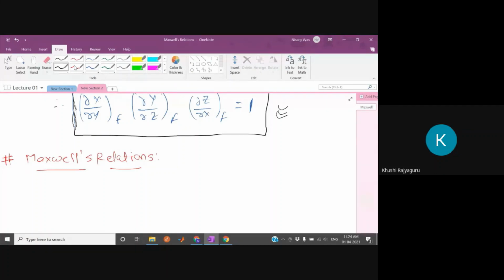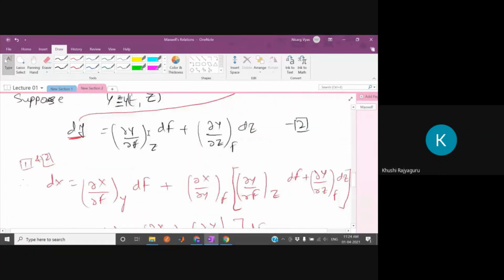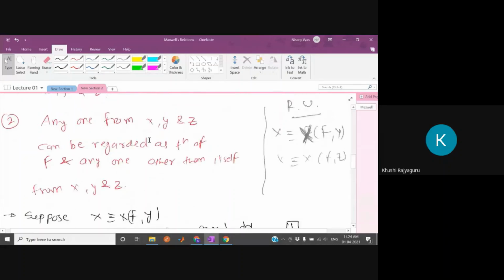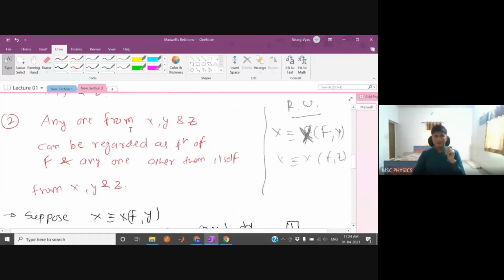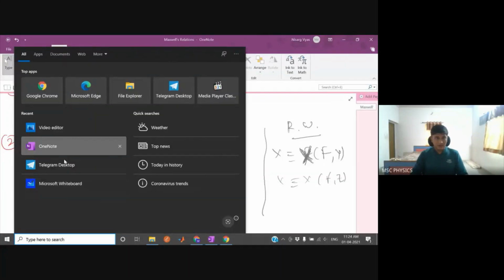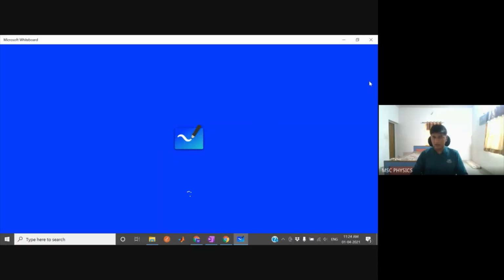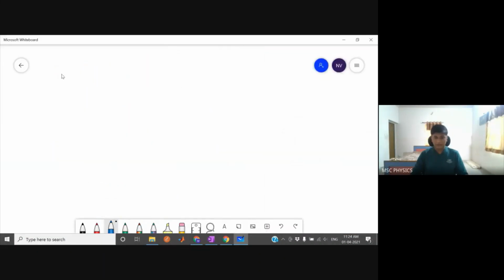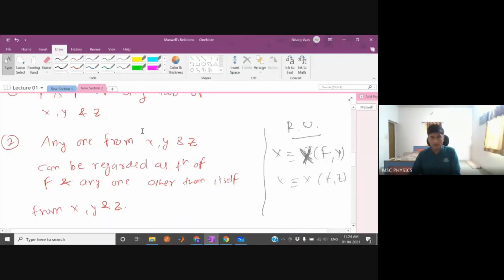Sir, that second thing, that any one of x, y, and z can be regarded as a function of f and one other than itself, that one is not quite clear. Okay. Anyone of x, y, and z can be regarded as a function of f and any one other than itself. Let me talk about it in a little bit informal way. So f is a function of x, y, and z, and let's suppose z is a function of x and y. So any one of them is a function of the other two, or they have some relation between them. This is how the picture was initially. This is what I wrote in the first place.